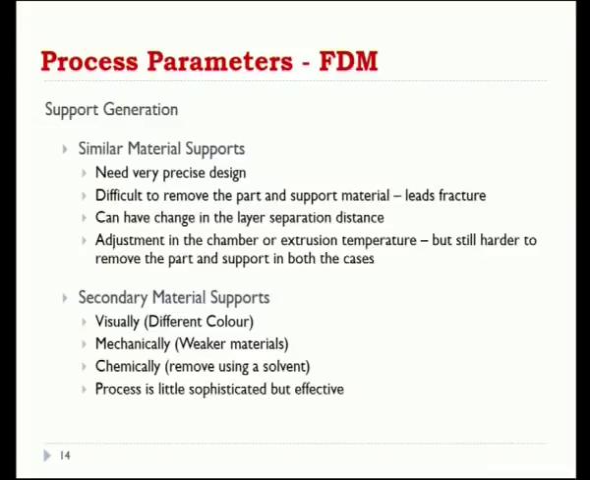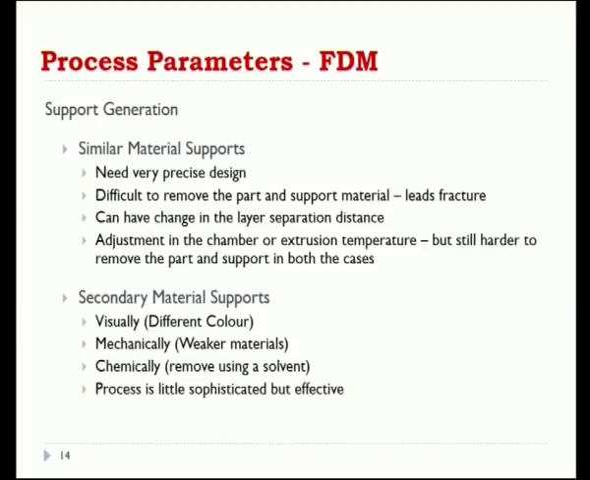That's why they preferably go for a secondary material support, even though it is costlier compared to similar material supports. So what are the ways they can do it? They can do it using three methods. One, visually, they can change the color; the primary material, as we have seen, might be dark blue and the supporting structure might be light blue, whatever. Another way is through mechanical input.